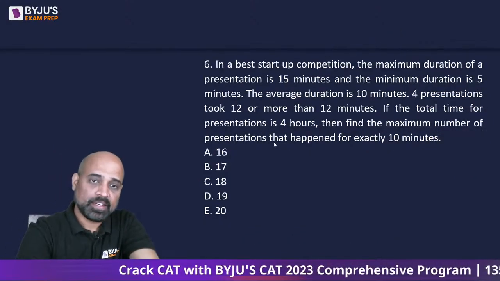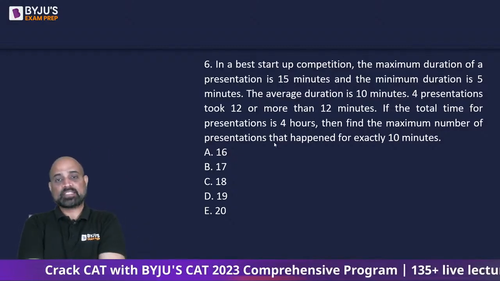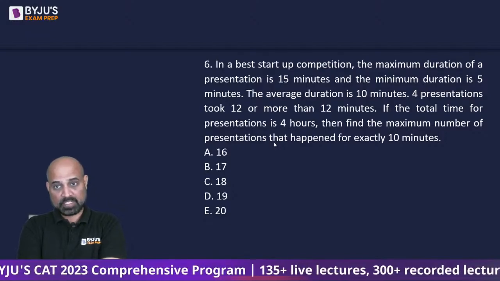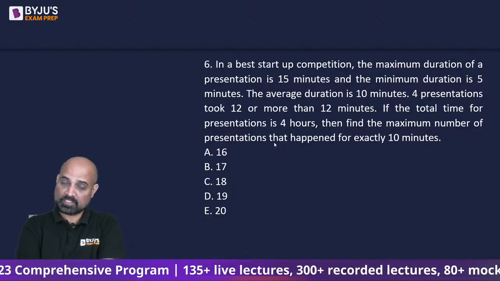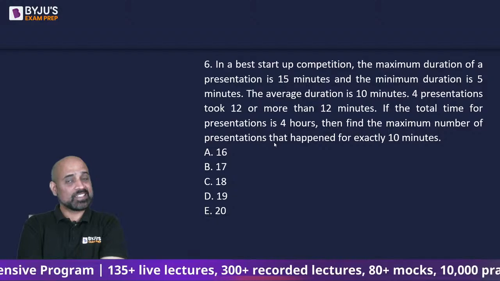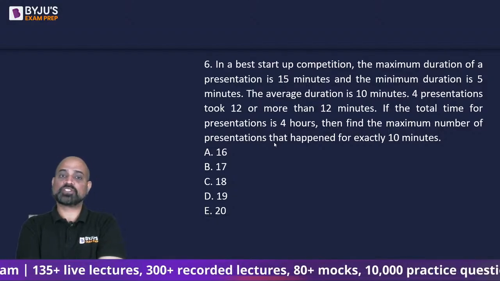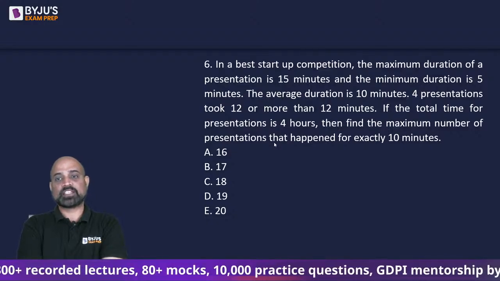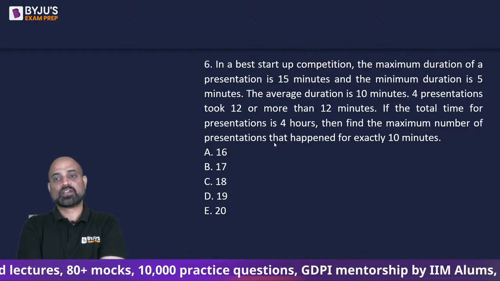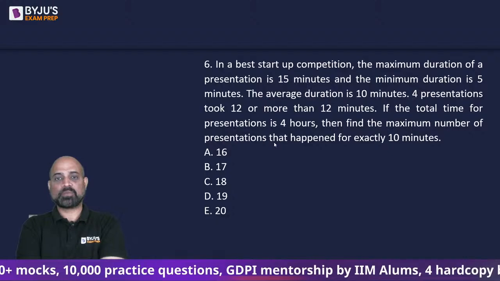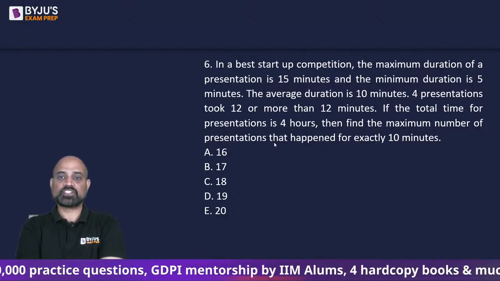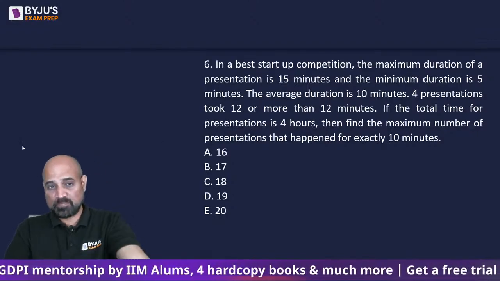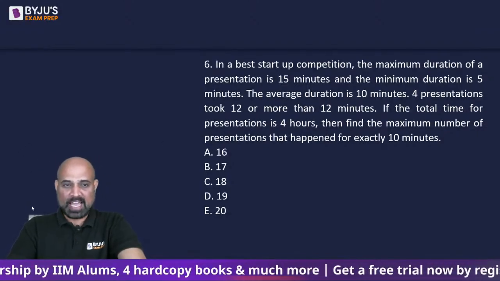Okay, next one. In a best startup competition, the maximum duration of a presentation is 15 minutes and the minimum duration is 5 minutes. The average duration is 10 minutes. 4 presentations took 12 or more than 12 minutes. If the total time for presentation is 4 hours, then find the maximum number of presentations that happened for exactly 10 minutes. So this is a question based on pure logic, a bit of averages ka concept.